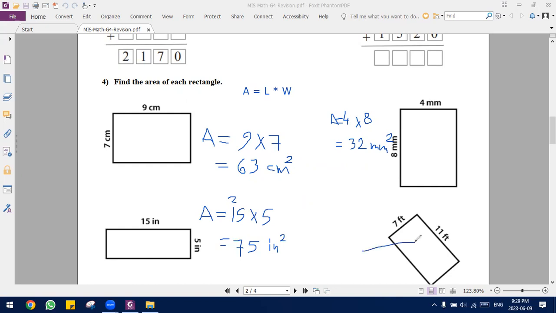Now the last one you might say, what's this shape? It's exactly a rectangle, but we just rotated it. But it's still a rectangle. So what should I do also here for its area? It's base times height, which is 11 times 7. So multiply 7 by 1, 7 by 1, you will get 77. And the unit, it's feet squared. So 77 squared feet.